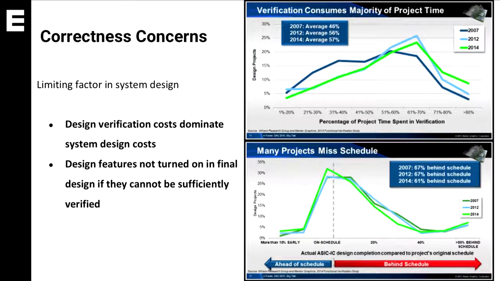Very related to this are the correctness concerns. Increasingly, getting systems to be correct is the limiting factor in system design. The graph on the top right shows that system verification time is now dominating total design time. And the related graph at the bottom shows that as a result of this, most projects miss their deadlines. And it's not surprising then that often design features do not get turned on because systems have to be shipped at some point. And they're not turned on because they can't be fully verified. So this is obviously extremely limiting.